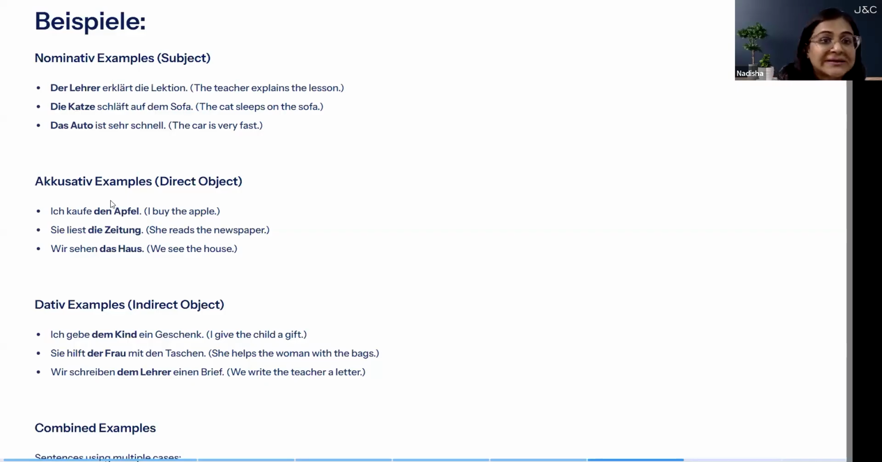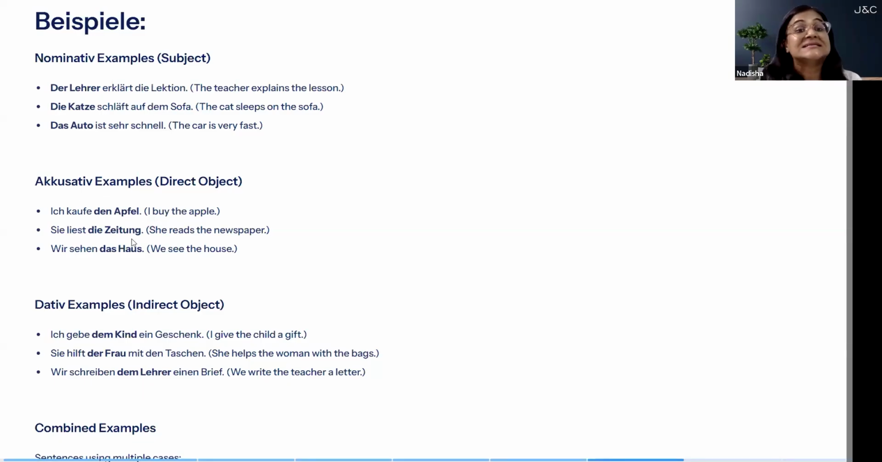What? Ich kaufe den Apfel. What am I buying? I am buying the apple. So also with den you get to know that it is accusative, right? Den Apfel. I buy the apple. Ich kaufe den Apfel. What do I buy? I buy the apple. Den Apfel is accusative.